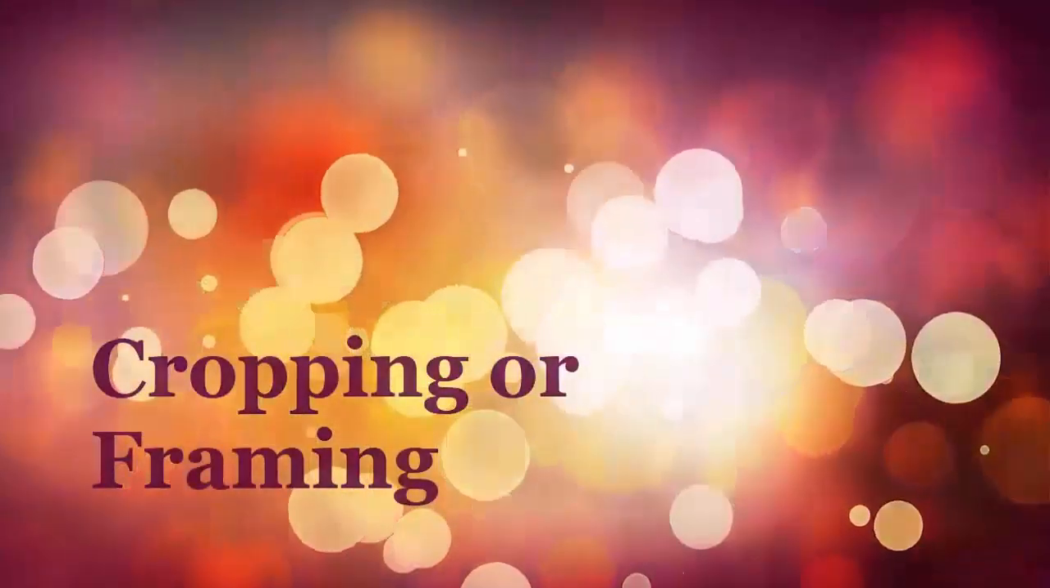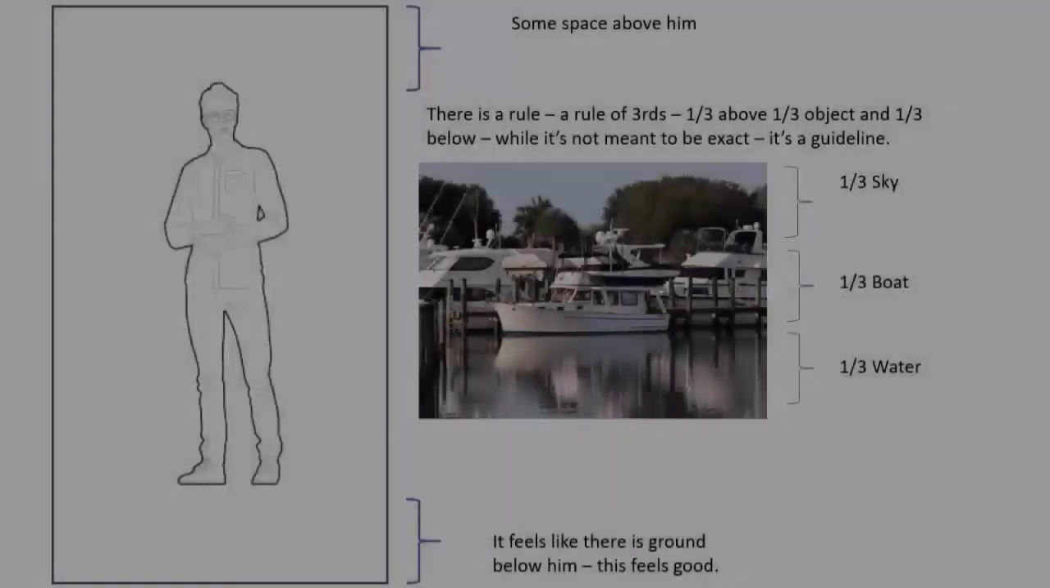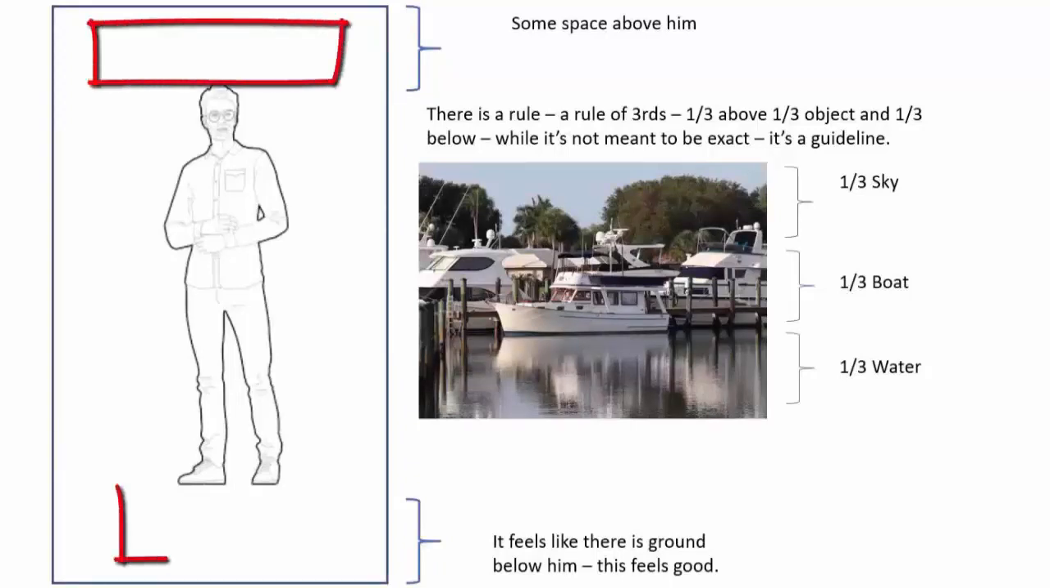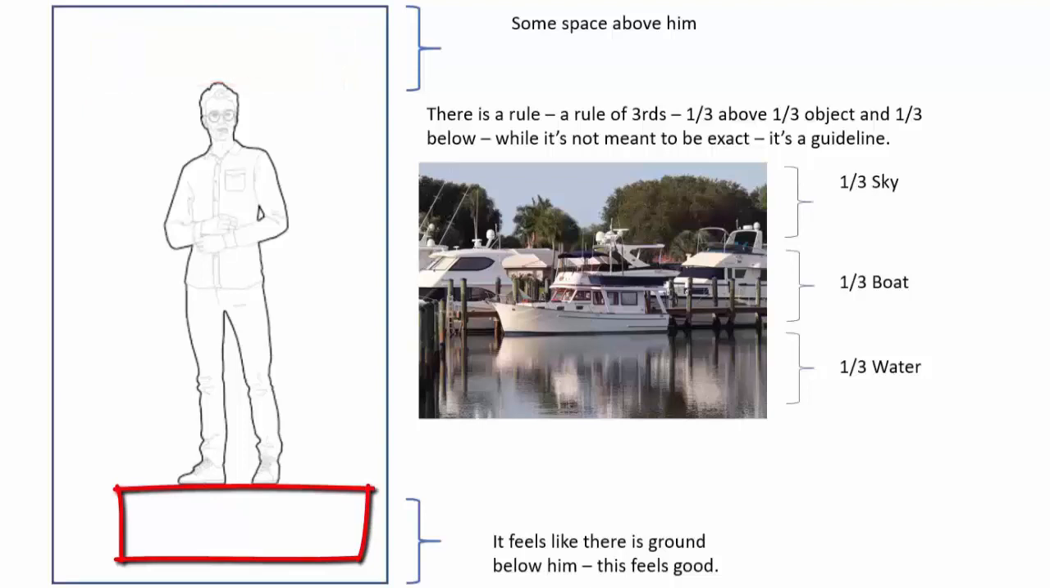Now we want to talk about cropping and framing your picture. We have a guy here on the left that has a little bit of sky above him and a little bit of ground below him. Over on the right, we see a boat has 1/3 sky, 1/3 boat, and 1/3 water. Without that, it just doesn't feel right.